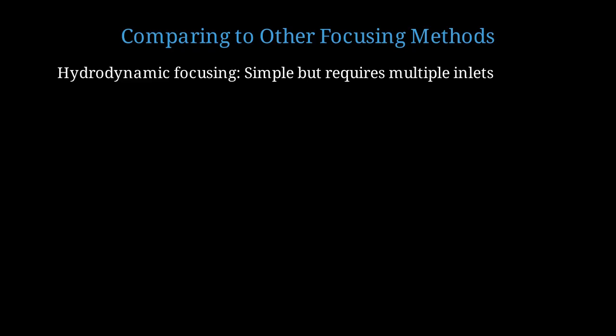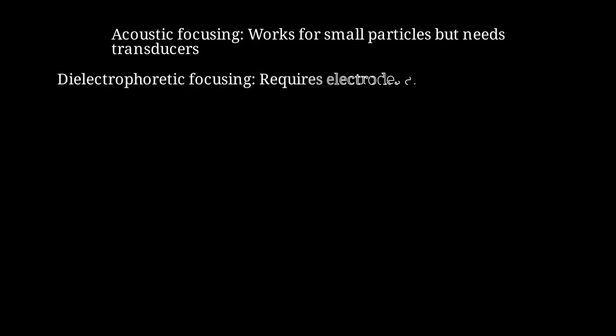How does inertial focusing compare to other particle focusing methods? Let's put this in context. Hydrodynamic focusing uses sheath flows from multiple inlets to squeeze particles into a narrow stream. It's simple, but requires careful flow rate control and multiple pumps. Acoustic focusing uses ultrasound standing waves. It works well for smaller particles, but requires piezoelectric transducers and careful acoustic design. Dielectrophoretic focusing uses electric field gradients. It's powerful, but requires fabricating electrodes and applying high voltages.